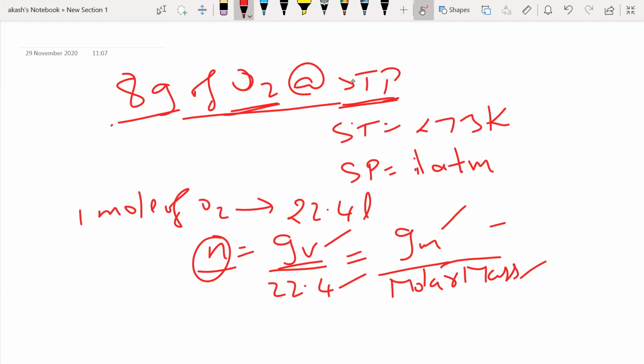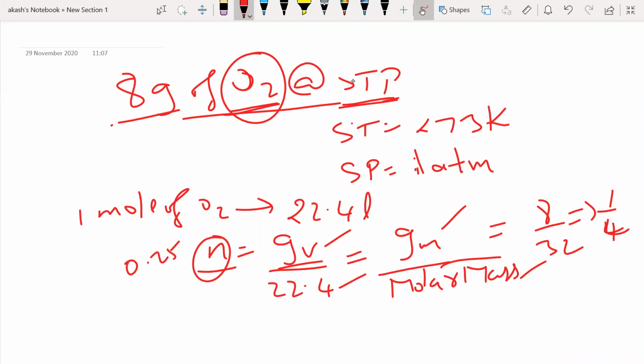Now what is the given mass? Given mass is 8. What is the molecular mass of O2? 16 is the atomic mass of oxygen. What is the molecular mass of O2? There are 2 oxygen atoms, so it is 32. Yes, absolutely. So it is basically going to be 1 by 4, 0.25 moles. Now you got the number of moles, that is 0.25.